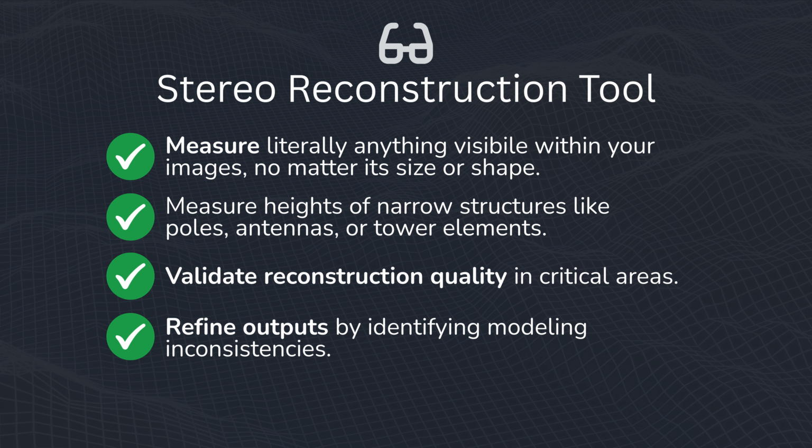The Stereo Reconstruction Tool allows users to manually select image pairs and inspect scenes from dual perspectives. If a feature is visible in your images, you can measure it, anything from antennas and flagpoles to building edges and road markings. It's also a powerful tool for measuring heights of narrow complex structures like light poles, signs, or tower elements that can be missed or inaccurately modeled, validating reconstruction quality in critical areas by manually inspecting depth and parallax, and refining outputs by identifying and correcting modeling inconsistencies, especially when using nadir-only image sets.